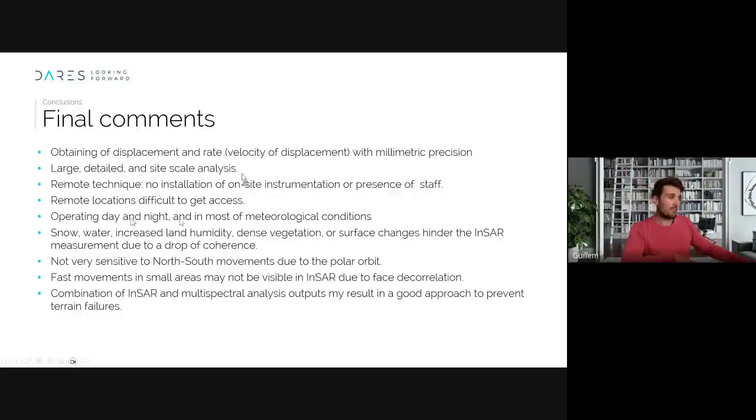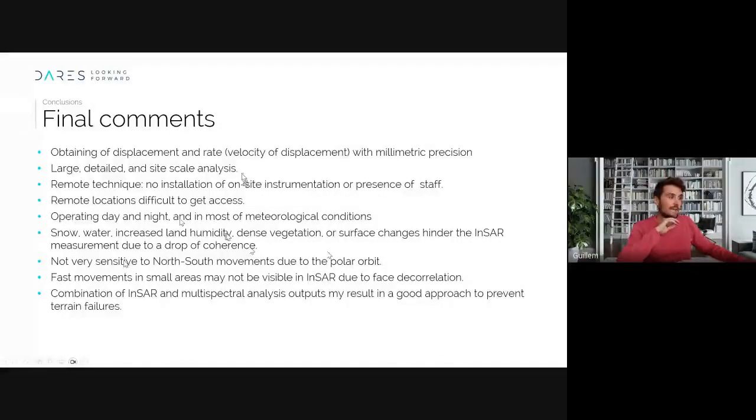As we said before, it can operate day and night, and it doesn't matter if we have clouds or not. We will probably have more turbulence in the atmosphere, so we will need to do a better filter. InSAR cannot always operate. If there's snow, if there's water, if you have an increase of humidity or vegetation, or a lot of surface changes, all these things hinder the InSAR measurement, because you have a drop in the quality of the data, in the backscattering of the signal. So InSAR cannot be applied in some of these scenarios.